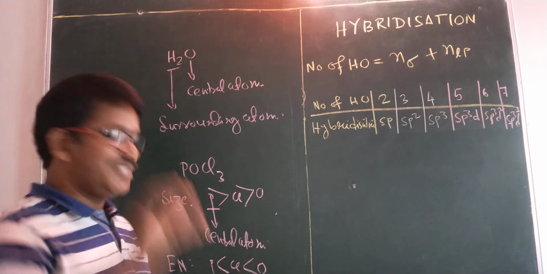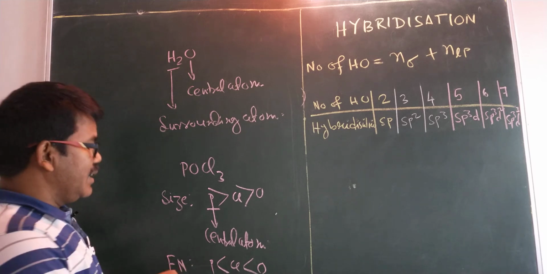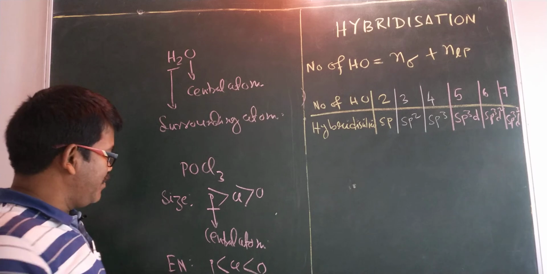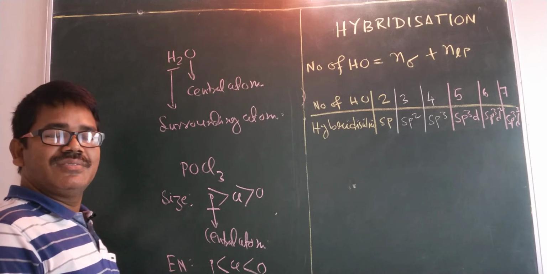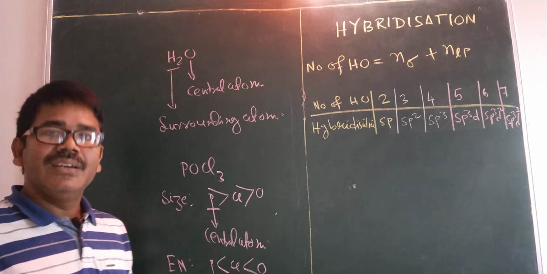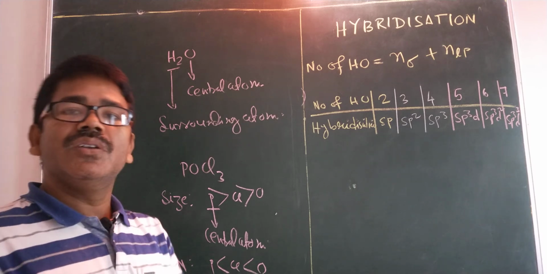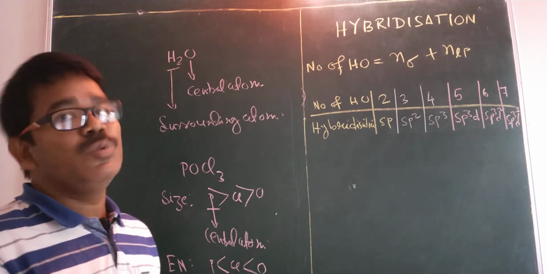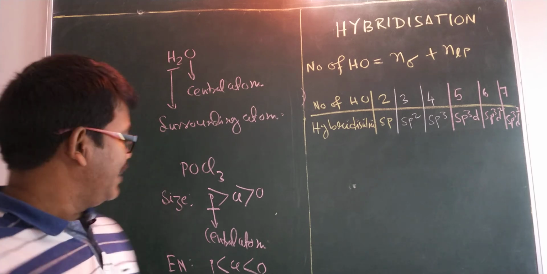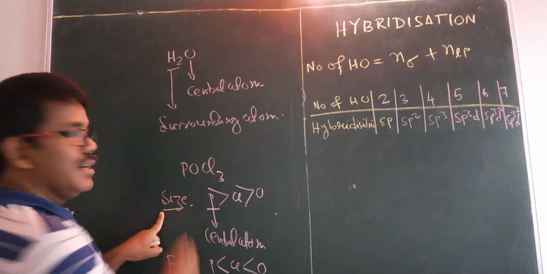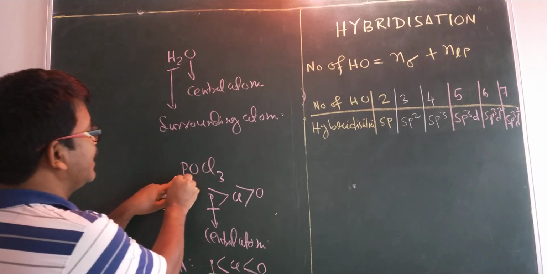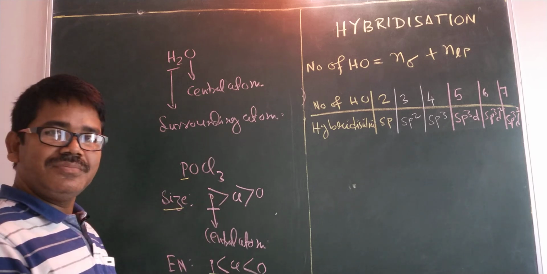That means the central atom has the largest size, and at the same time the lowest electronegativity. That is the criterion to find the central atom. In most cases there will be only one central atom in a particular molecule, and that atom has the largest size and lowest electronegativity. Therefore, this is the central atom, others are the surrounding atoms.